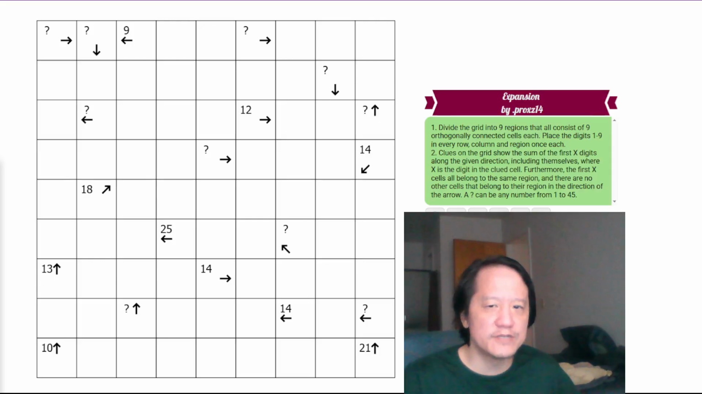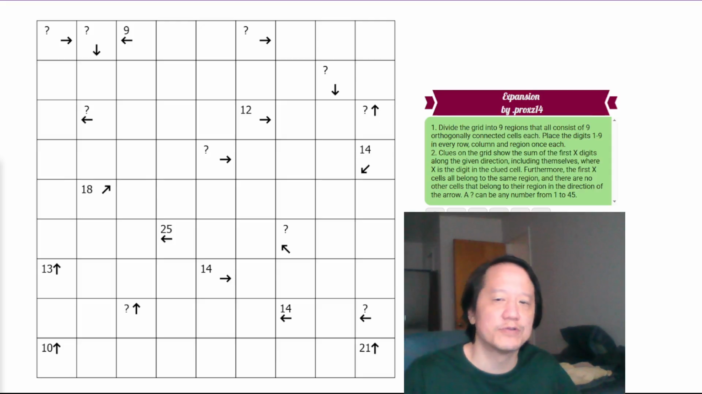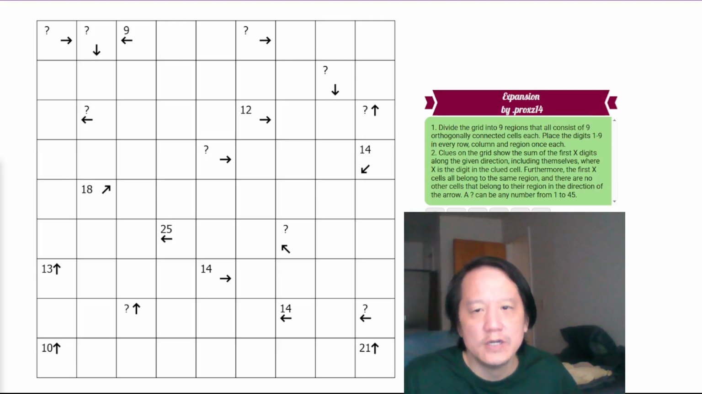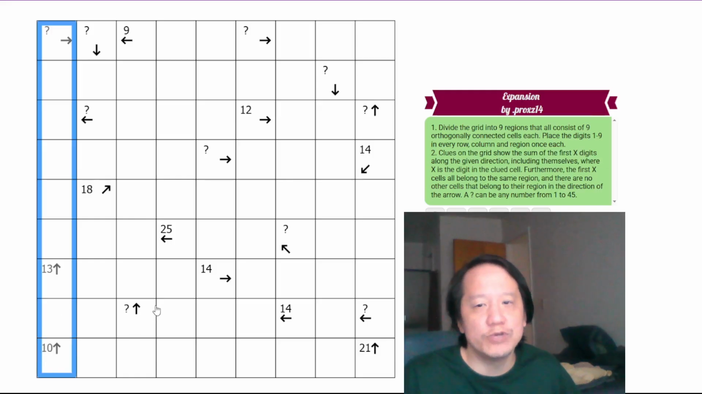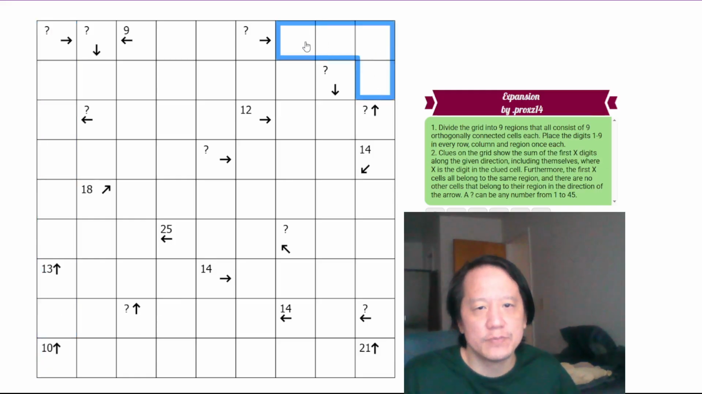by Proxy 14. And here are the rules. We need to divide the grid into 9 regions that all consist of 9 orthogonally connected cells each, and we need to place the digits 1 through 9 in every row, column, and region once each. So this is a typical chaos construction rule set.